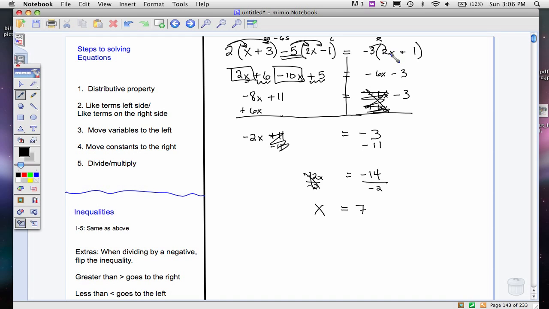7 times 2 is 14, plus 1 is 15, times negative 3 is also negative 45. So negative 45 equals negative 45. We know we're right. That's how we solve equations, and that really only takes care of problem number 1.